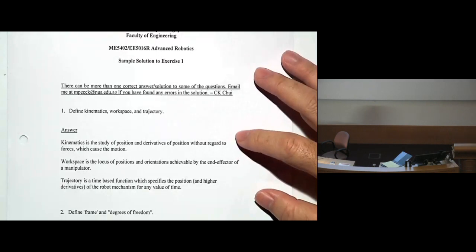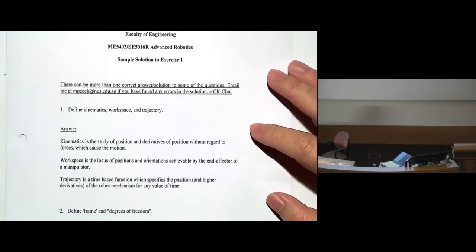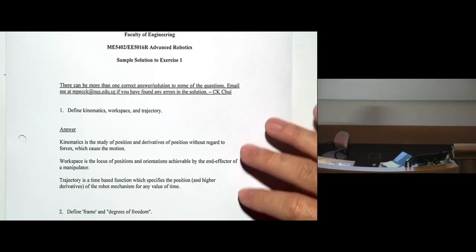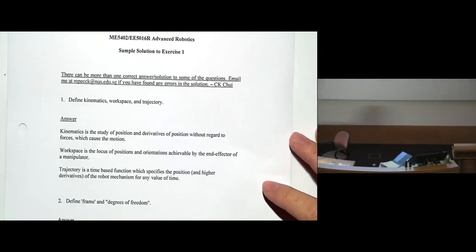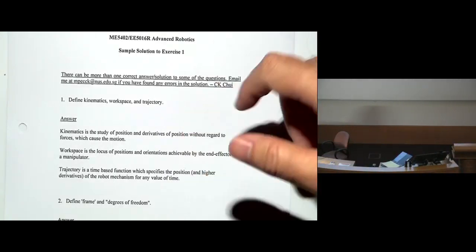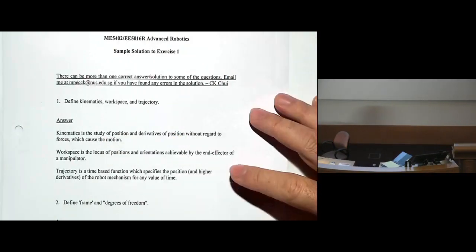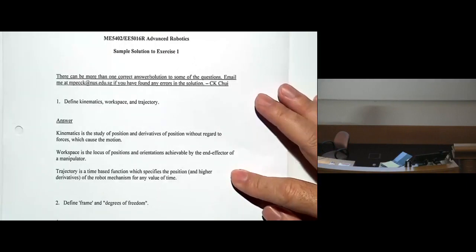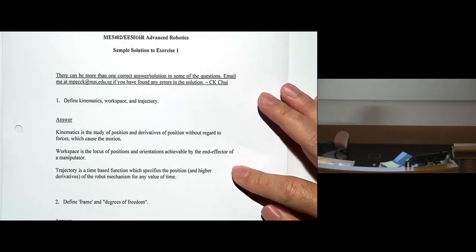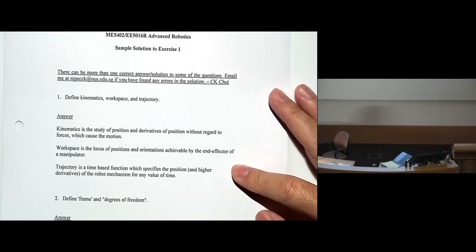So the first question, on defining kinematics, workspace, and trajectory, is straightforward. They are given in the notes. Basically, it's a reinforcement of these three concepts on kinematics: what is kinematics, what is workspace, and what is trajectory. In our last lecture, for the first half, it will be about trajectory planning.